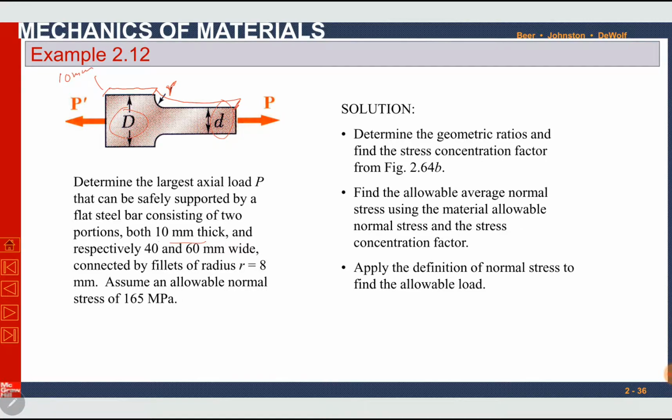So we can find the cross-sectional area. And respectively 40 and 60 mm wide. So small d is 40 mm, small width, capital D is 60 mm. Small r is given as 8 mm. Assume an allowable normal stress of 165 megapascal.